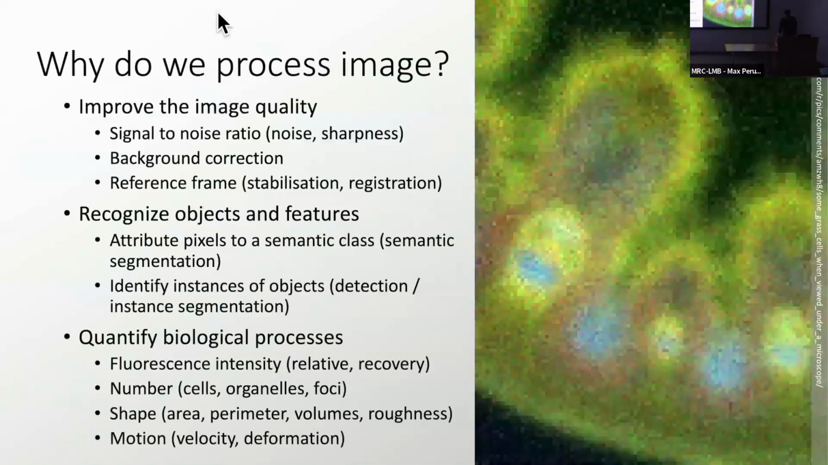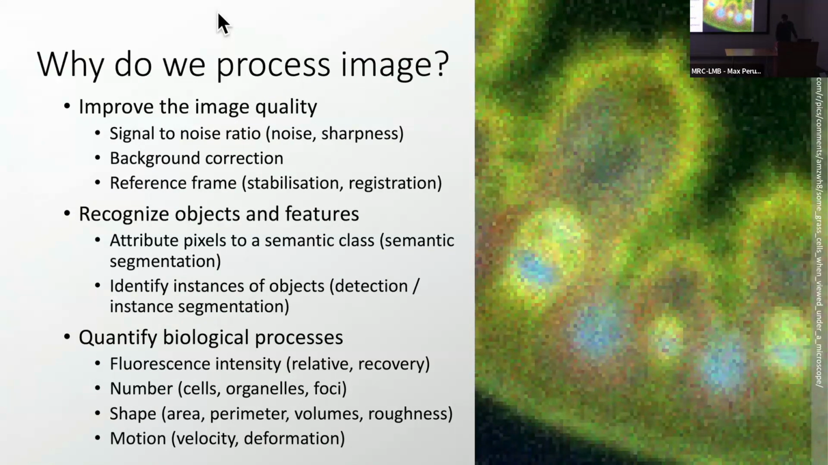So the first thing is basically, why do we process images? For example, we could want to improve the image quality. We saw that we have a problem of the number of photons being limited, so we want to improve the signal to noise ratio and correct the background, and improve the reference frame to keep across images, like image stabilization or image registration.